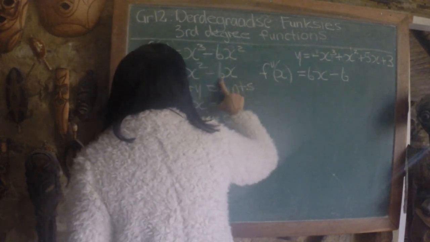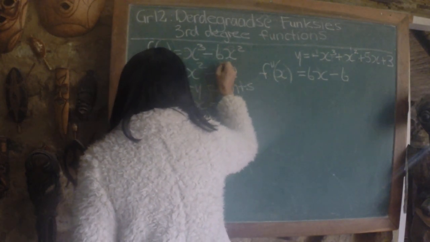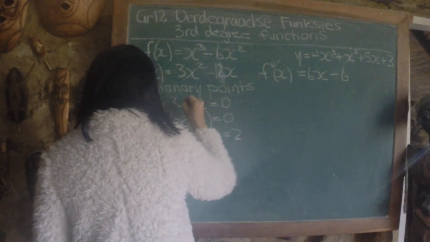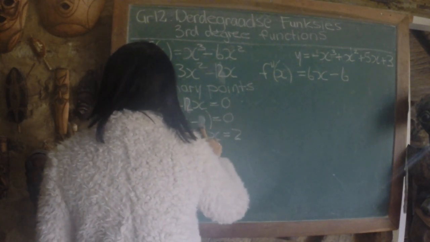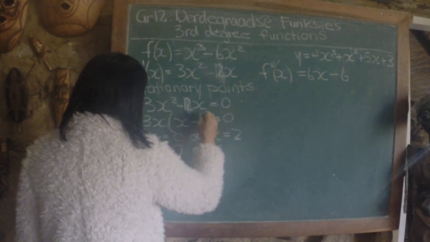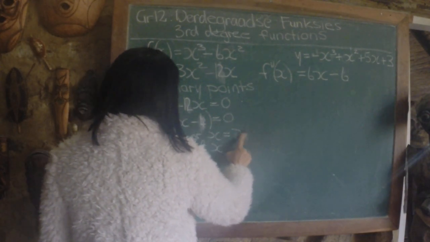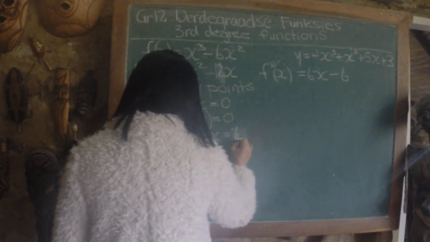That's wrong. It's 12x. So this is going to be 4. So the answer is 4. Sorry, I made a mistake over there.